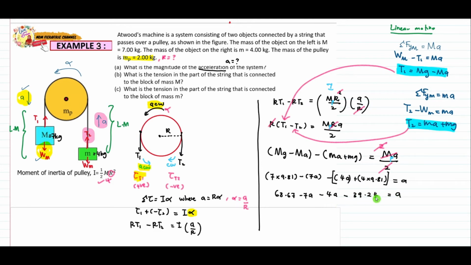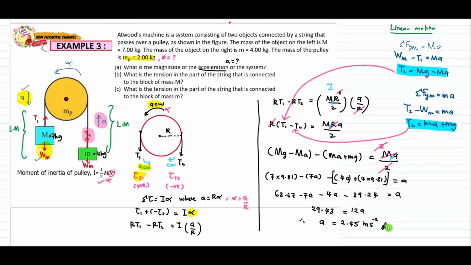Okay, so we can try to rearrange the equation. A ni terlalu banyak sangat A ni kan. So we can bring all A's in one side. So we're going to have 29.43 is equal to 12A. Therefore, A is equal to 2.45 meter per second squared. Okay, so we finish part A.